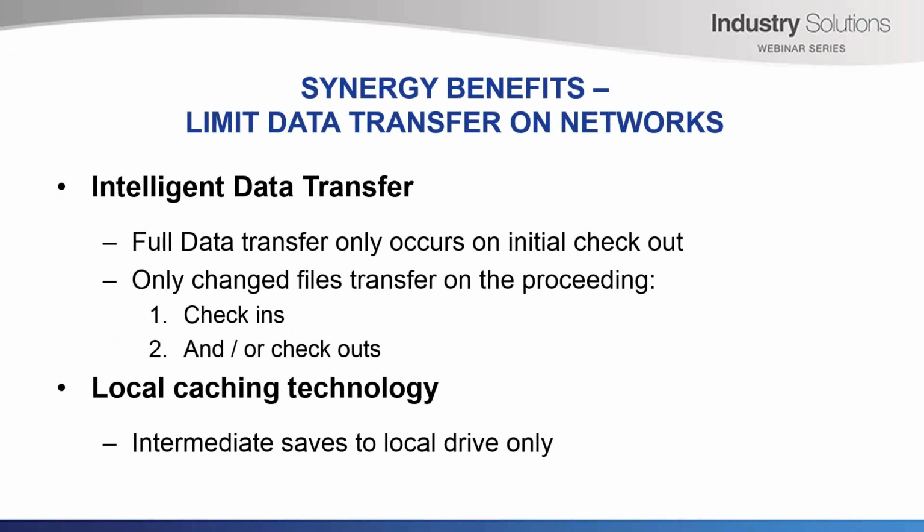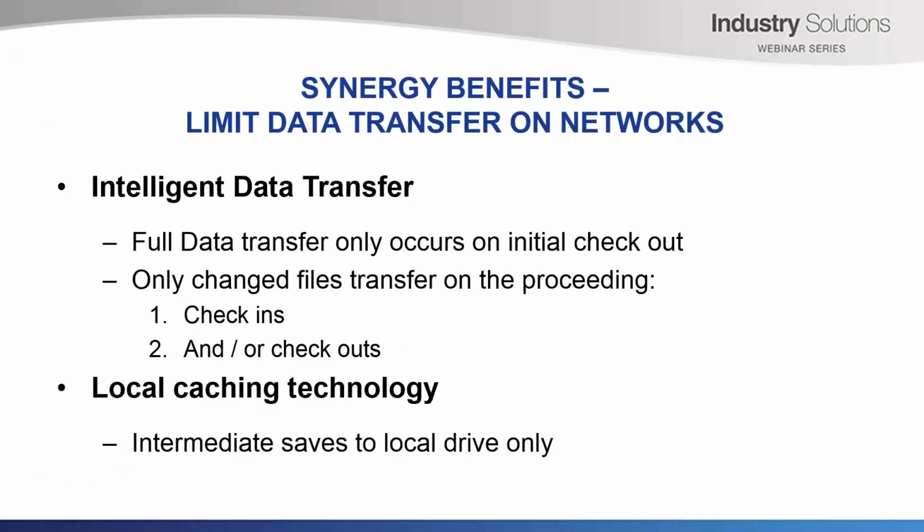Synergy will save data transfer across your network via two methods. Intelligent data transfer means that the full data only transfers on the initial checkout, and then only the change files will transfer when checked back in or checked out again. Local caching technology refers to the intermediate saves going to your local drive only.